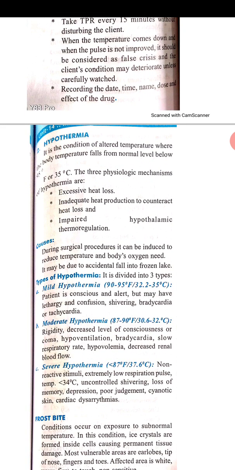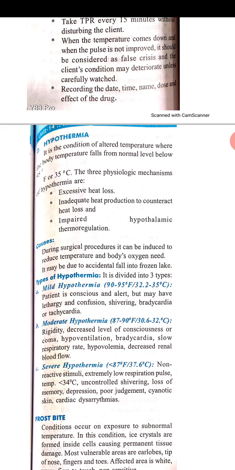Then come to hypothermia. Already I said that when the body temperature falls below 95 degrees Fahrenheit or 35 degrees centigrade, that is the condition of hypothermia. When there is excessive heat loss, for example sunstroke, in hypothermia the body temperature falls below normal, that is 35 degrees centigrade or below 95 degrees Fahrenheit.